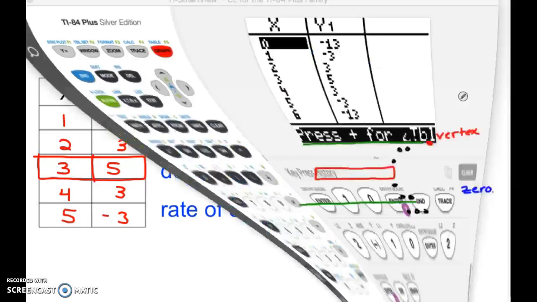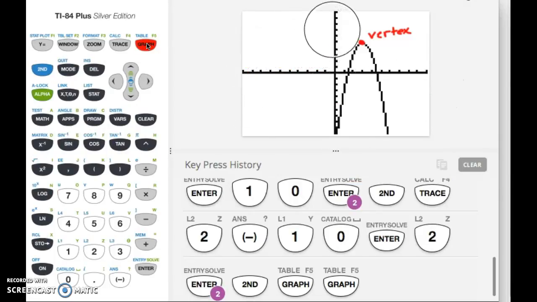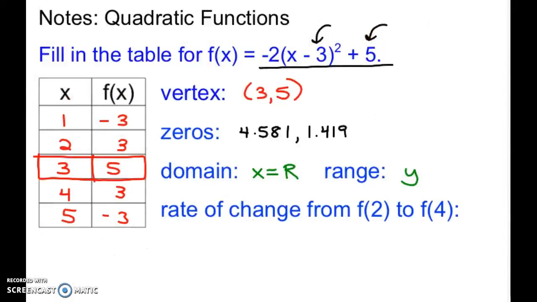So let's go back and look at our graph. Let me erase some of this. What you'll notice is your vertex had a y value of 5. So how are all your y values compared to 5? Well, if you look at the graph, all of them are below it. So your range, which are the y values that show up on the graph, should be y is less than or equal to 5. So I'll go ahead and write that down. All your y values are less than or equal to 5.